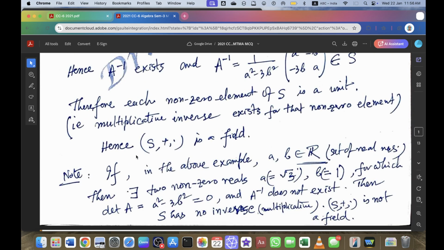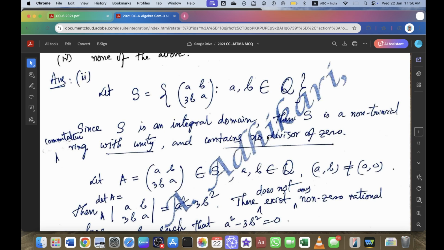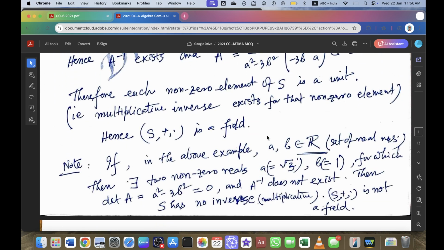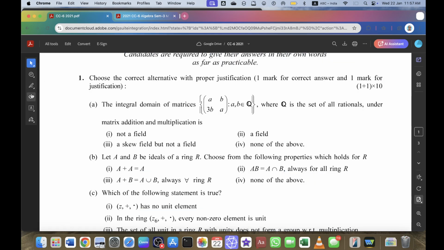Note that in the above example, if a and b belong to the set of real numbers R in place of rational Q, then there exist two non-zero real numbers, say a equal to root 3 and b equal to 1, for which determinant A equals a square minus 3b square equals 0. Then A inverse does not exist, so S has no multiplicative inverse, and hence S with plus and dot is not a field. So the correct option is 2.